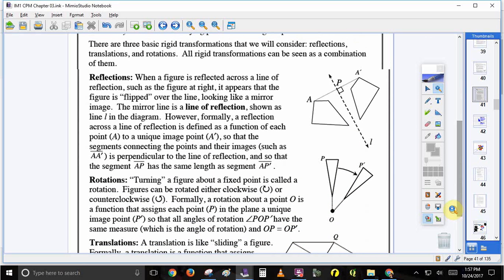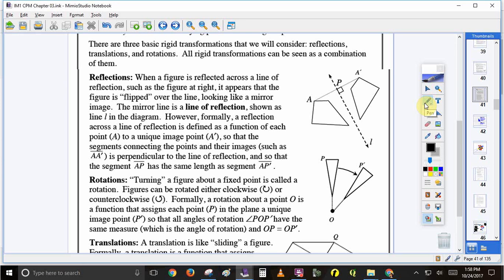And we're going to talk about three ways that we can move it. There are three basic rigid transformations that we will consider: reflections, translations, and rotations. And all rigid transformations can be seen as a combination of those three. The first one we're going to talk about here is reflections.